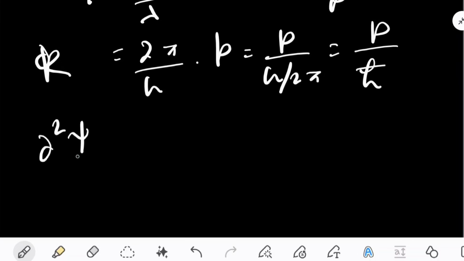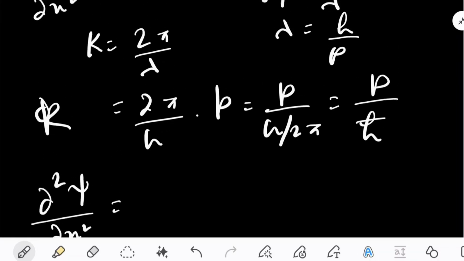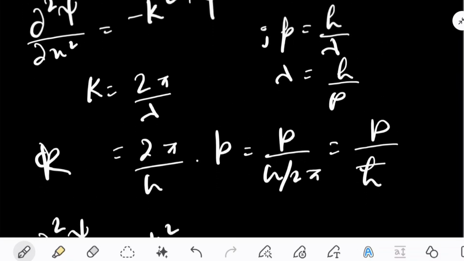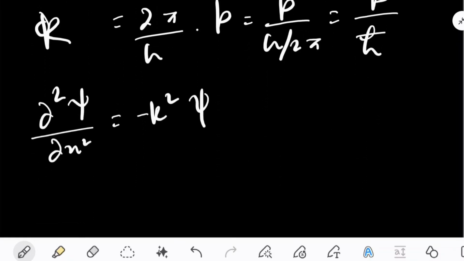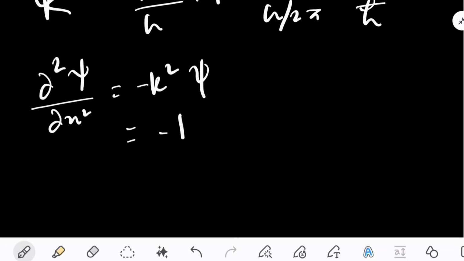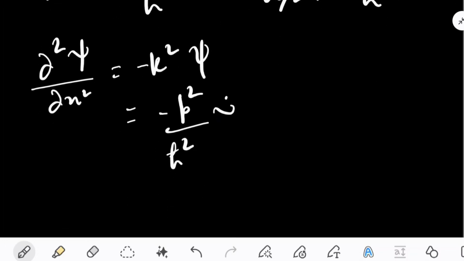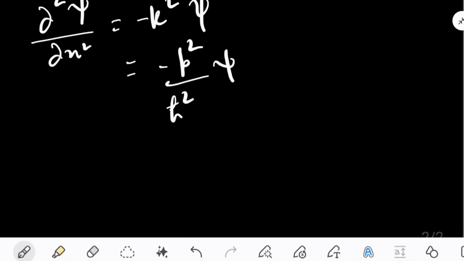So you get del 2 psi by del x square is equal to negative k square into psi. This was the expression. And you get negative of p square by h bar square into psi. Notice that here I have not used just the differential sign, I have used the partial derivative. Why? Because psi is dependent upon two variables, x and t, space and time. That's why. Let's assume this as equation number 3.